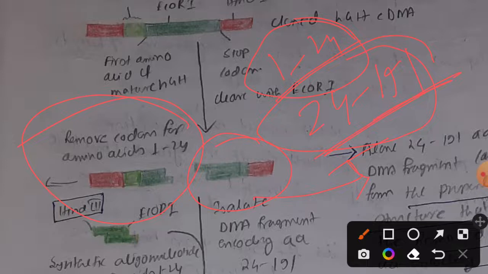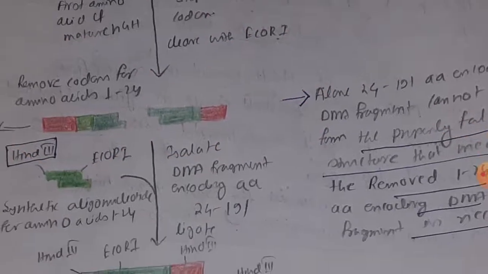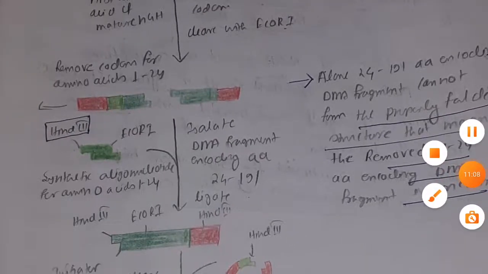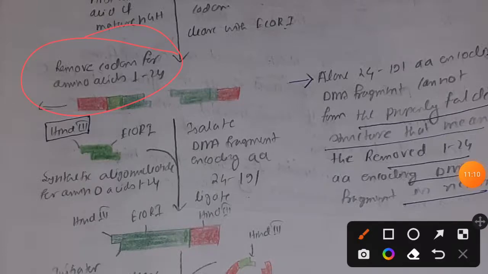So under such circumstances, scientists decided to replace those 1 to 24 amino acids with a synthetic oligonucleotide that will fill up the gap of 1 to 24 amino acids. And another thing I want to mention here, that they have kept a HindIII cut site intentionally. Why? We are going to see this within some time.